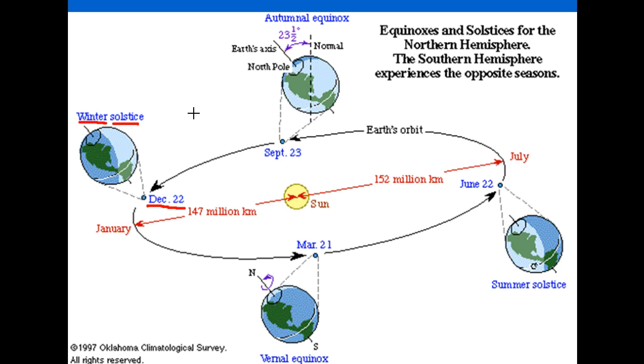Now, let's try to make some sense of this. December 22nd is the shortest day of the year and the longest night of the year. So get that in your notes. What that means is we have 8 hours of daylight and 16 hours of darkness. So get that down as well.